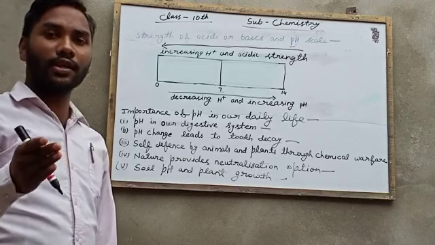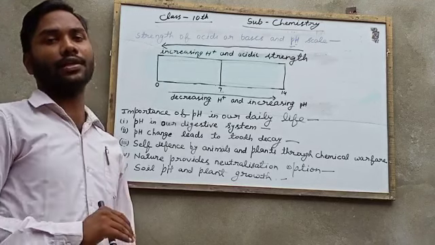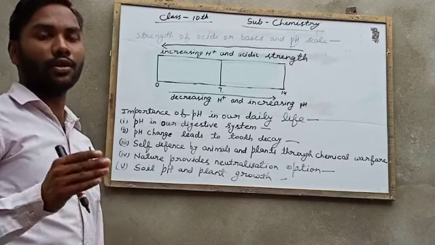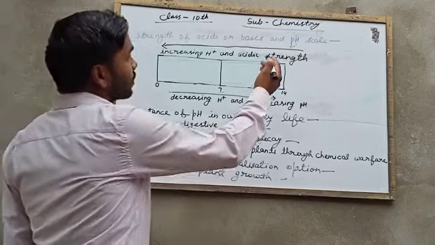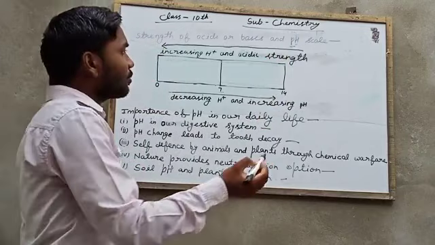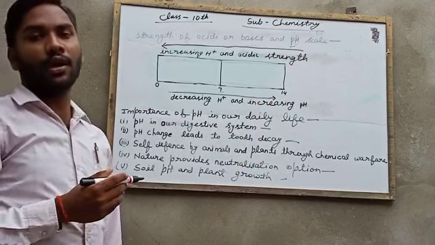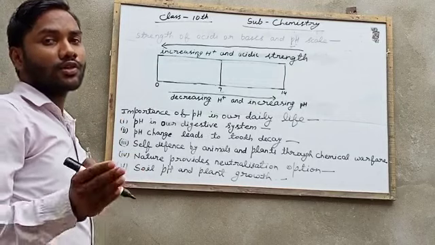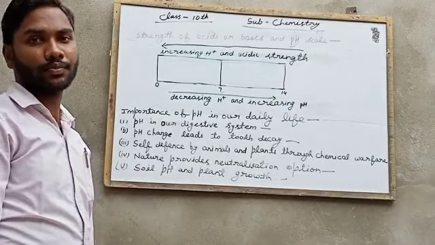Universal indicator is a mixture of many indicators which show different colors for different concentrations of hydroxide ion and hydrogen ion. Today mainly we are going to discuss pH. What is pH? In German, P stands for potenz, meaning power, and H stands for hydrogen. So, in a solution, what is the power of hydrogen? That is known as pH.